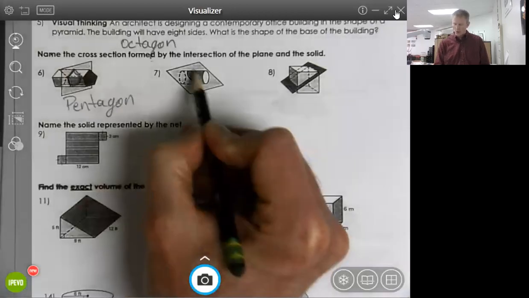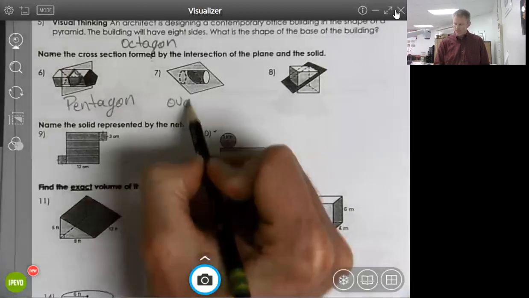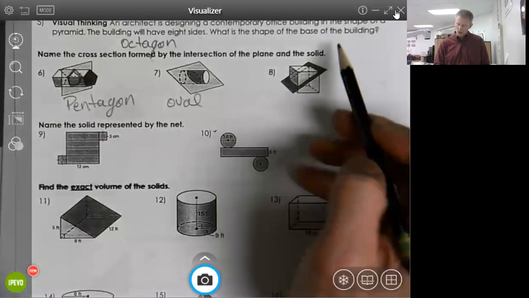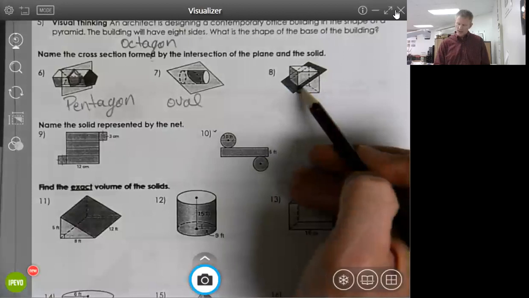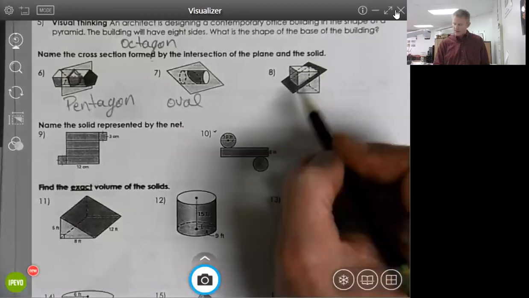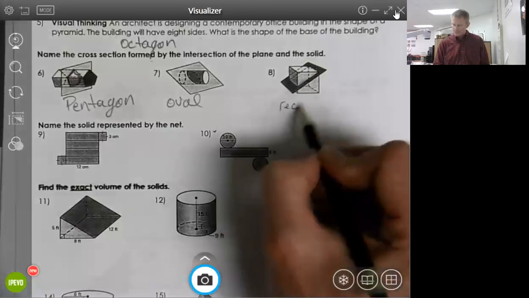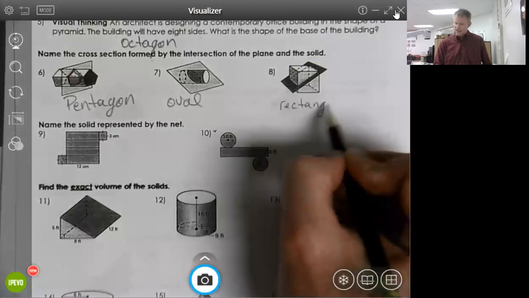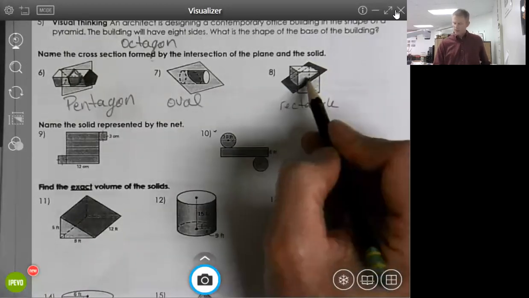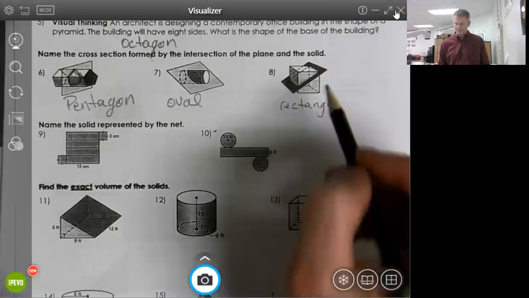This here would be an oval. This here, yes, it's a cube, but the way they go in there at an angle, the sides are not the same as the other sides. So it is not a square. This is just a rectangle. If it was parallel to the bases, then yes, it would be a square. But in this case, it would be a rectangle.